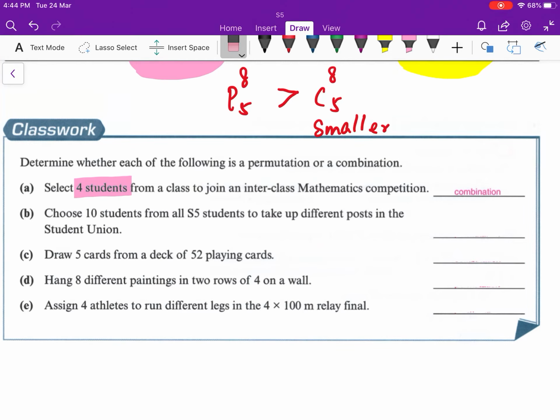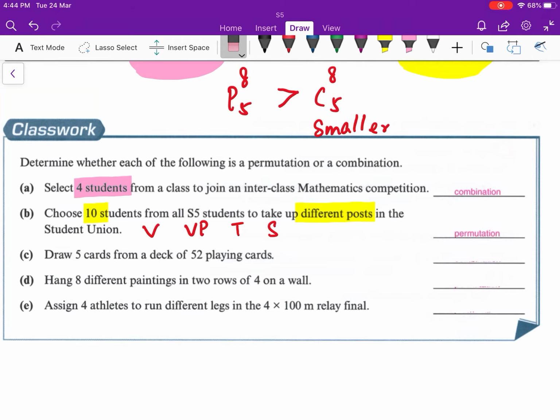Now take a look at part B. Choose 10 students from all of S5 to take up different posts. Remember, 10 students, different posts. Does different posts mean the order is very important? Of course. Is it President, VP, Treasurer, Secretary? They are different posts, right? So if Ada does the President, is it the same as Billy doing the President? It's totally different, right? So it does care about the order. So part B is an example of a permutation.